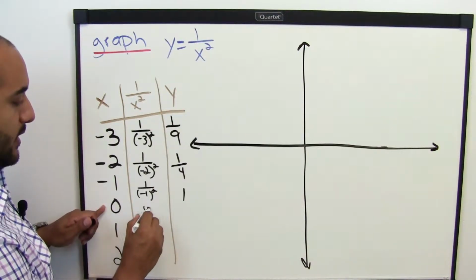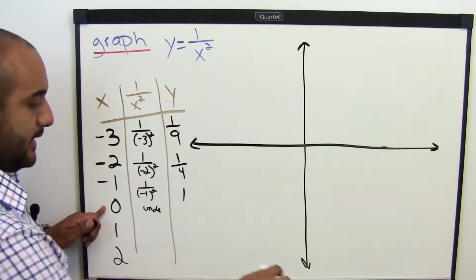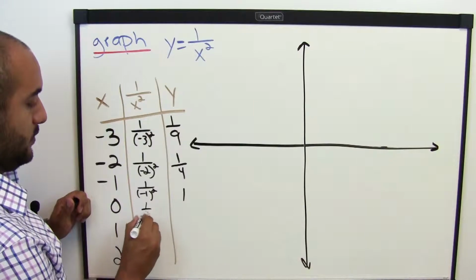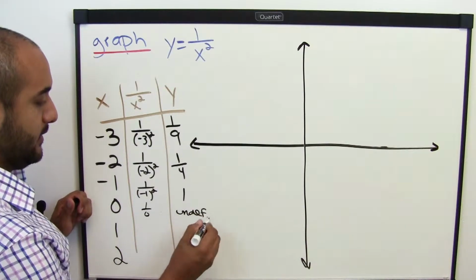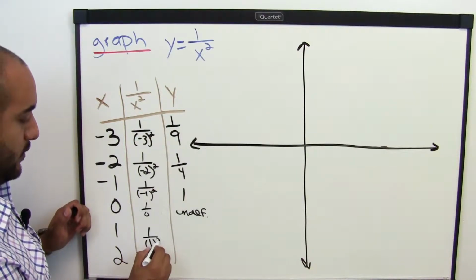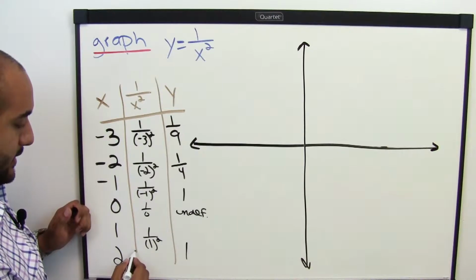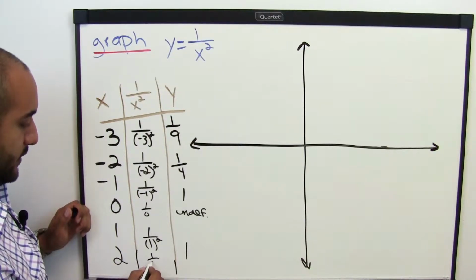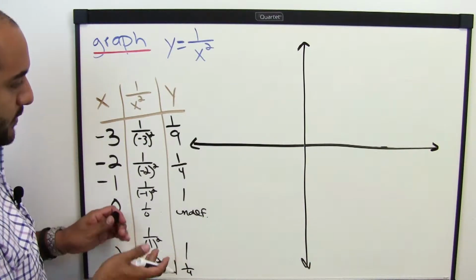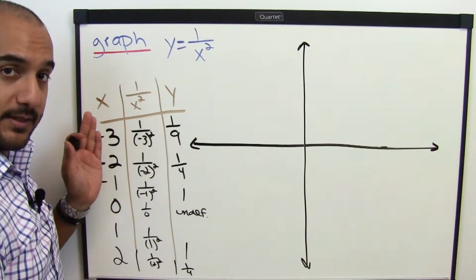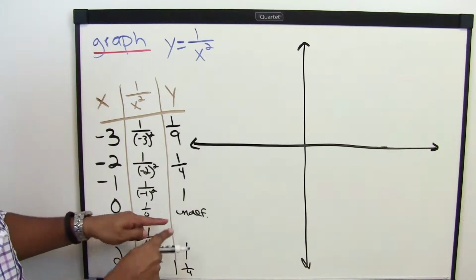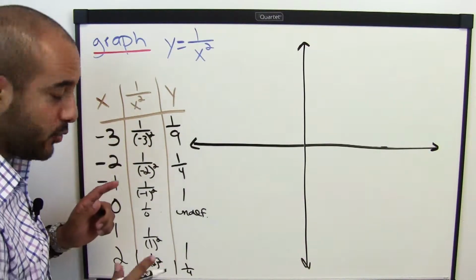0, we said was undefined, right? Because I get 1 over 0. So we know that something's happening in there, so undefined. And now I'm in my positive, so 1 over 1 squared is 1. And the last one, 1 over 2 squared is a fourth. So you can see that using my coordinates here, this looks like it's reflected about the y-axis, right? Everything starts to repeat for my y-coordinates.